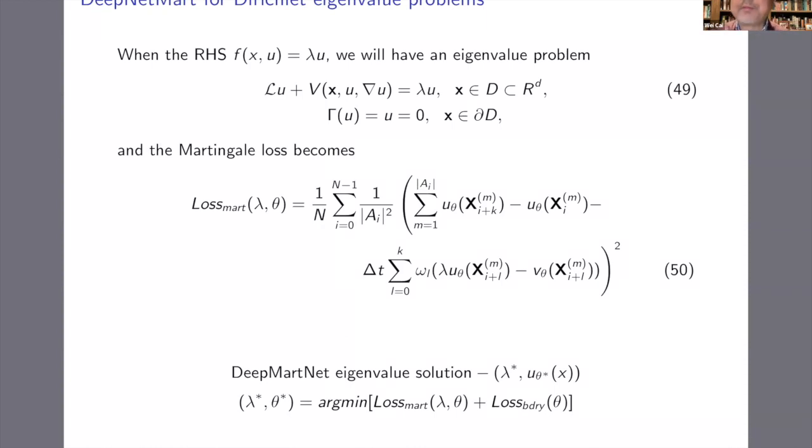So this is for the eigenvalue problem, which will be exactly the same. For the eigenvalue problem, the right-hand side is just lambda u instead of f. So the Martingale loss is just lambda u minus v with this one. And this is the Martingale loss function for the eigenvalue problems. The eigenvalue solution lambda star and u theta star is the minimizer of this. And we have to put some boundary loss too. This should also be included for the Dirichlet problem. We have to use a boundary loss for the Dirichlet problem.